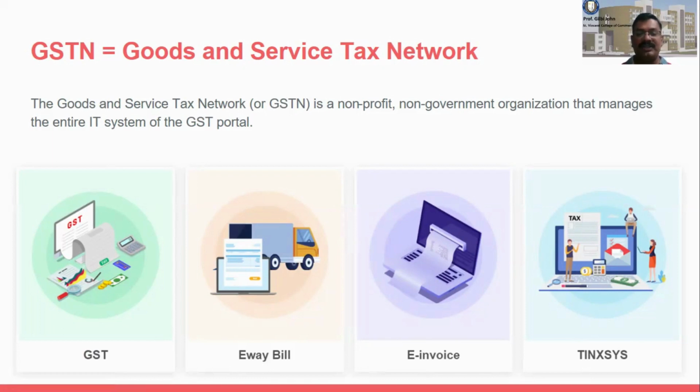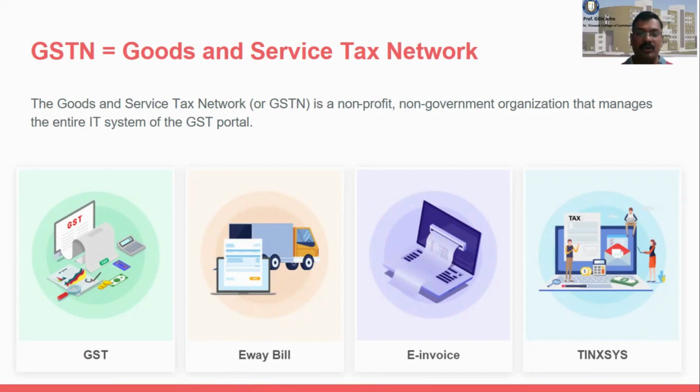Now, when you look at GST, there are certain terms you may have to be familiar with. These terms are called GST related terms. The GST we already learned, that is goods and service tax. Sometimes in an MCQ question, they will ask what GST means. Goods and service tax. Goods and Services Tax Network is a non-profit, non-government organization that manages the entire IT system of the GST portal.